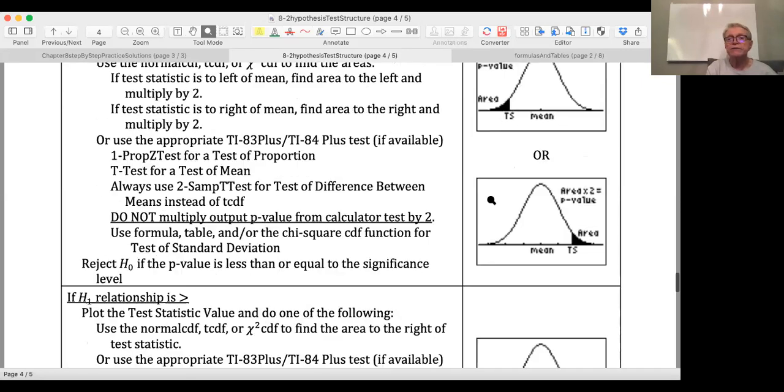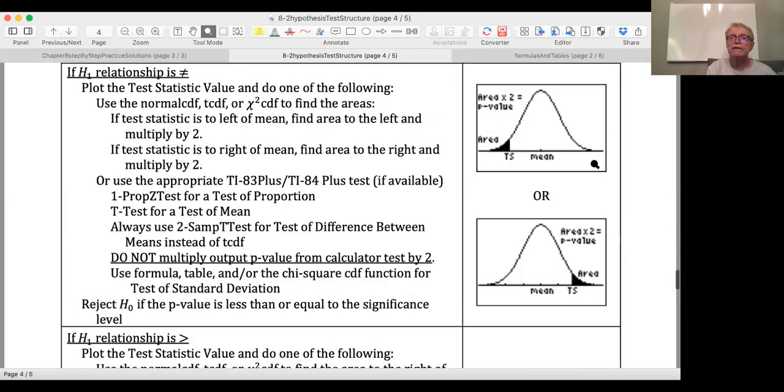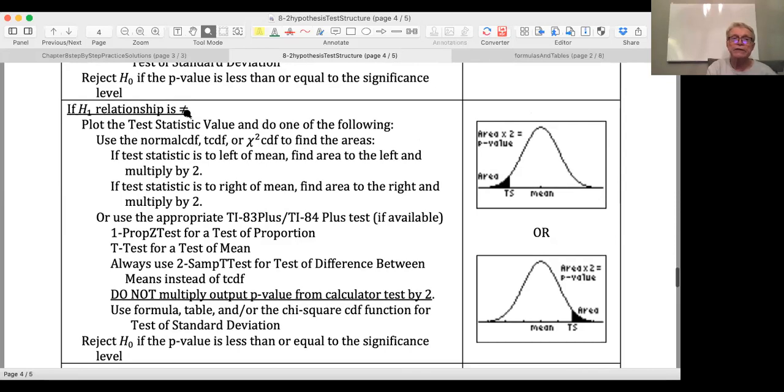Then if the test statistic happens to fall on the right instead, we will plot the test statistic to the right of the mean, and we will find the area underneath the curve farther to the right than the test statistic. And we'll take that area and multiply it by 2 to get the p-value because it is two-tailed.